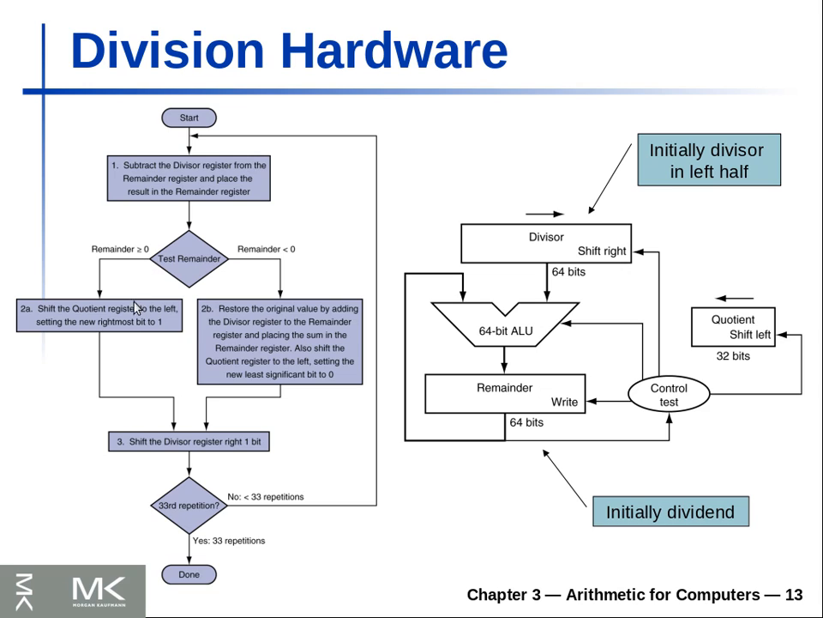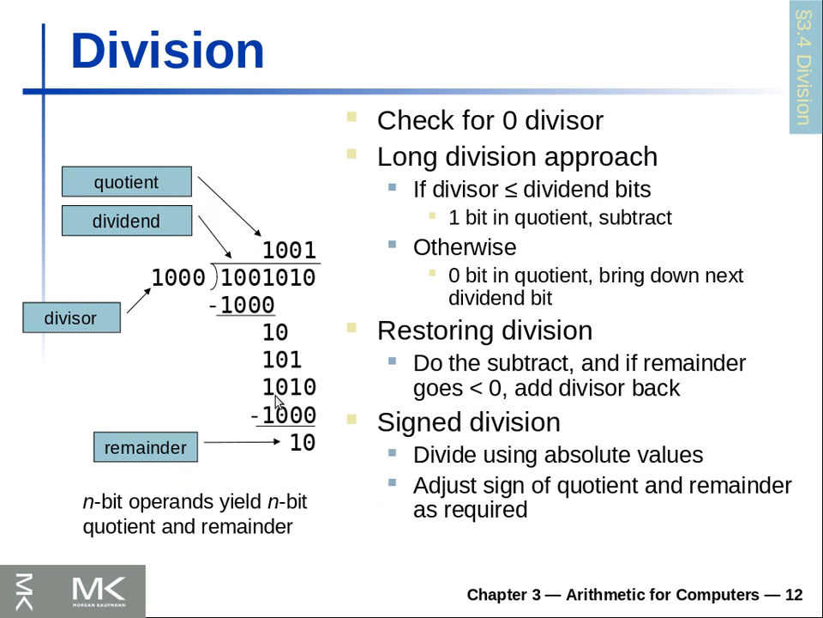Now hold on, if the remainder is greater than 0, then we're keeping this answer. So we shift the quotient to the left, setting the new rightmost bit to 1. That means we can do the subtraction. Otherwise, the remainder is less than 0. What that means is that we subtracted too large a number, so we restore the original by adding the divisor register back to the remainder. Yes, that's confusing, but what you have to understand is that the computer has to decide, or we have to find out programmatically, if this one is greater than that one.